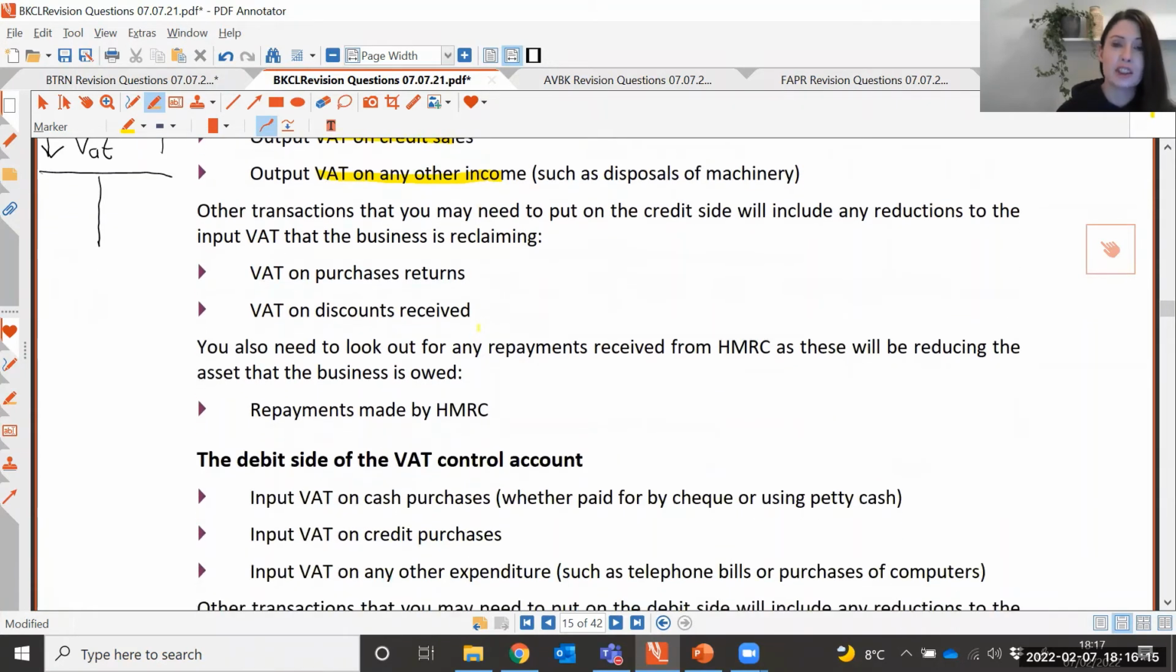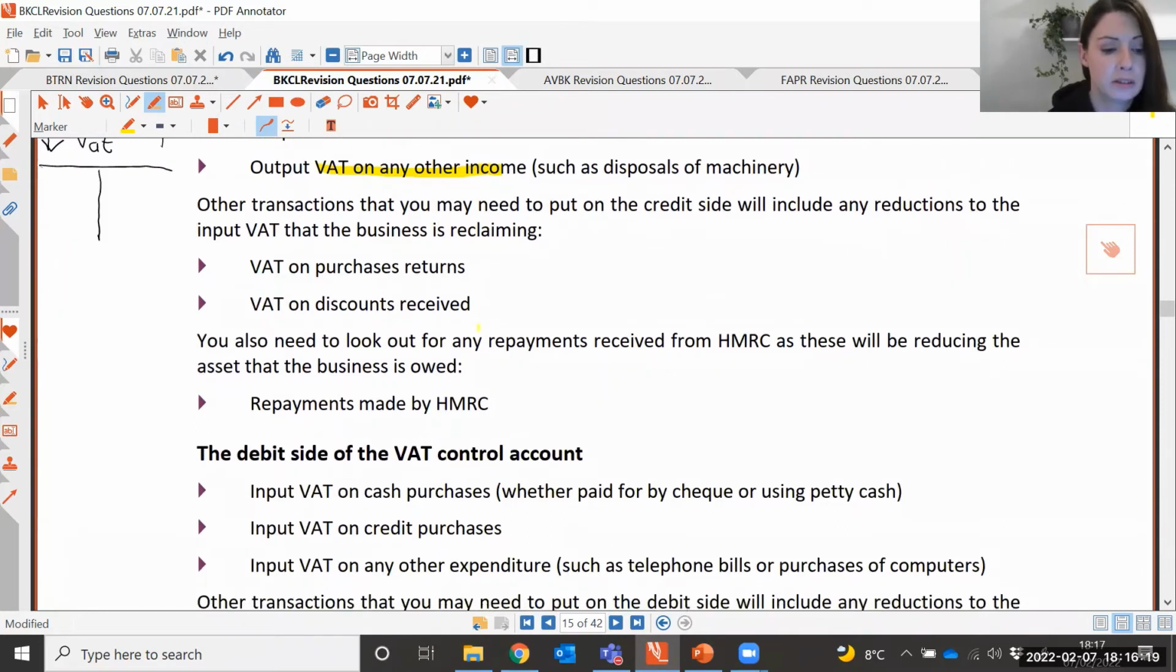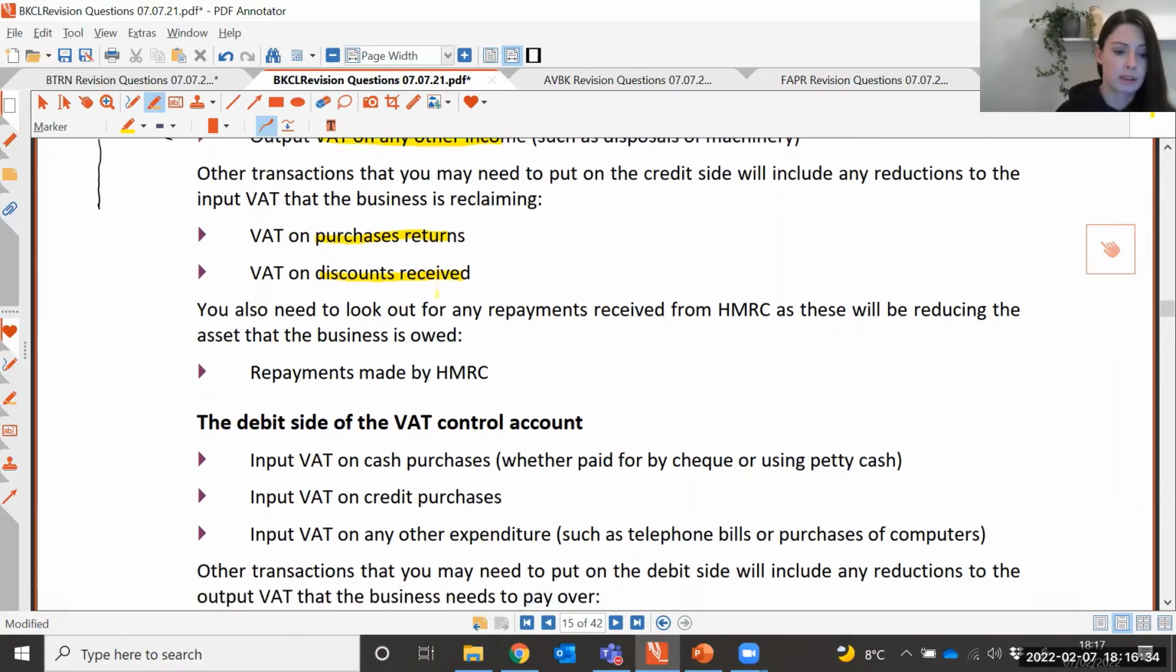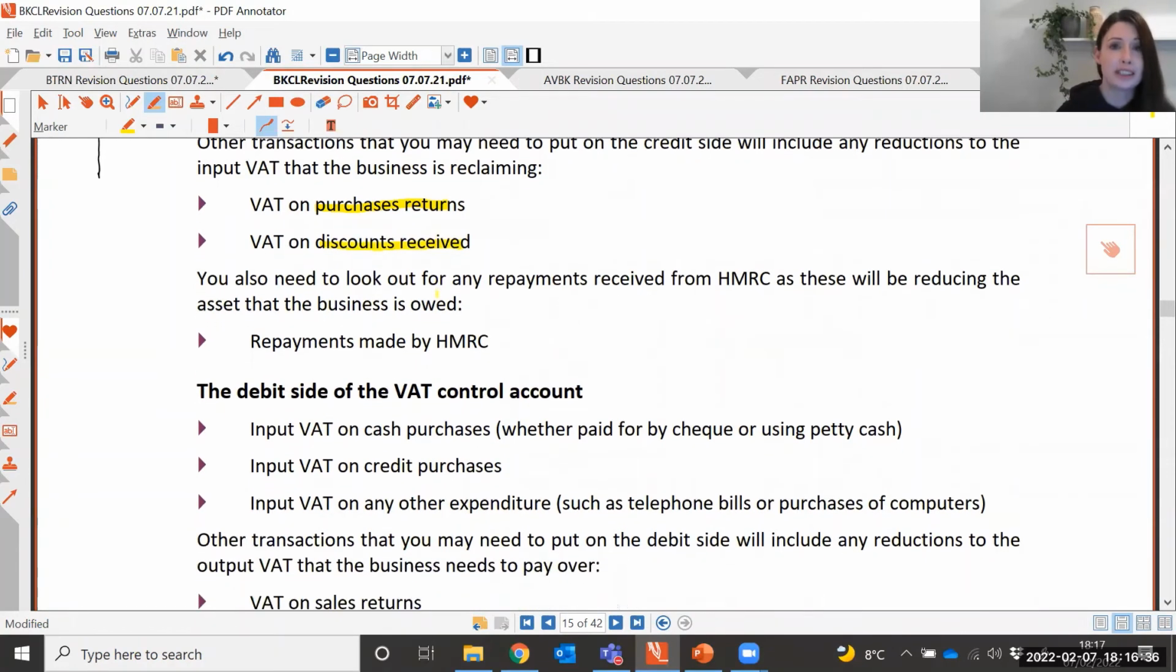So other transactions that may also be entered onto the credit side of the account are purchase returns, or the VAT on purchase returns, and the VAT on discounts received, because again, these will reduce the liability. Sorry, these ones will increase the liability, the amount that we owe HMRC.